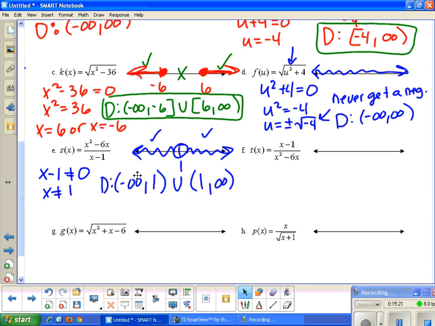So if you don't remember that, that's okay. We will get there again, but that's why we have all real numbers except for 1, and since we're in pre-calculus, we want to write that using interval notation.